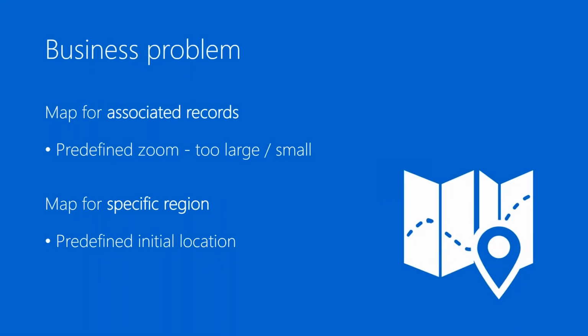Now again, I will start with a business case or a problem that we try to solve. And again, this comes from requests from you, our partners and customers, where you had a certain map that you wanted to show. For example, for the associated records on a form, the predefined zoom was maybe too large or usually too small. You wanted to show more on the map than it shows by default. Or you wanted to show a specific region or a specific location because you know that the records for the customer or your records are actually there, and zooming onto the current position of the user is not always what you want.